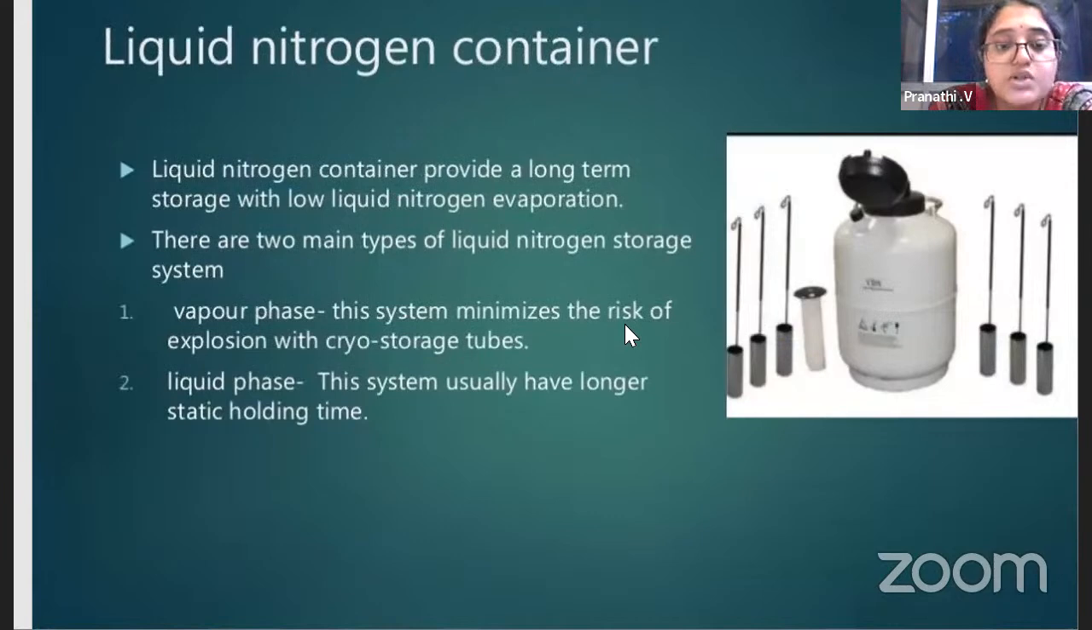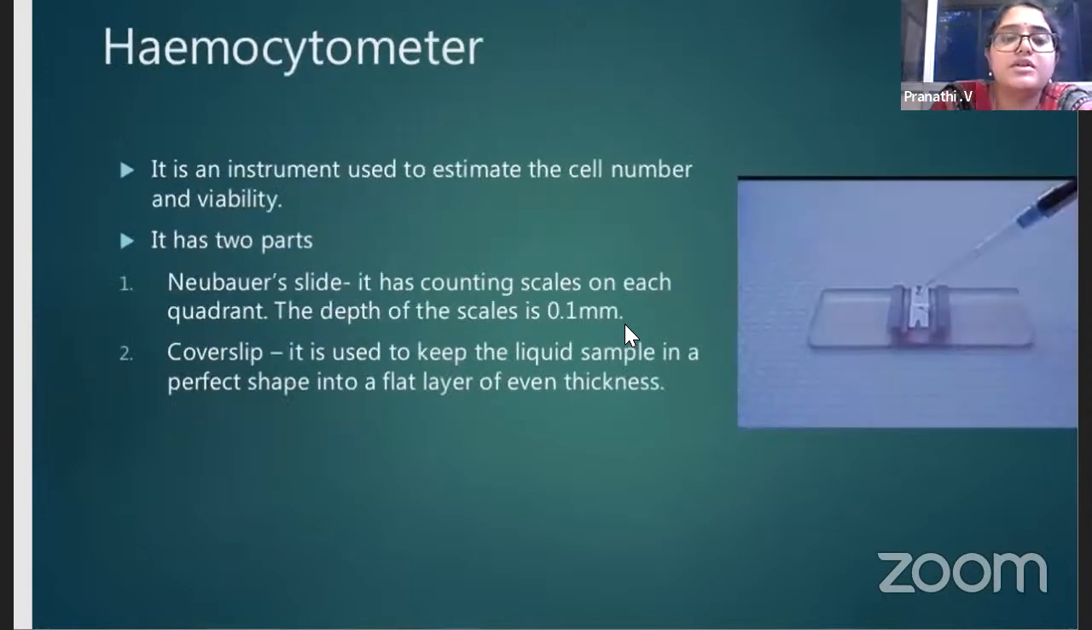Then we have the liquid nitrogen container, which has two types of liquid nitrogen, that is the vapor phase and the liquid phase. So this vapor phase will minimize the risk of explosion. The liquid phase is wherein you have the liquid nitrogen, and this will help in preservation of different kinds of animal cells or plant cells, whatever, and it helps in freezing and preserving them in the frozen form because of its temperature of minus 196 degrees Celsius.